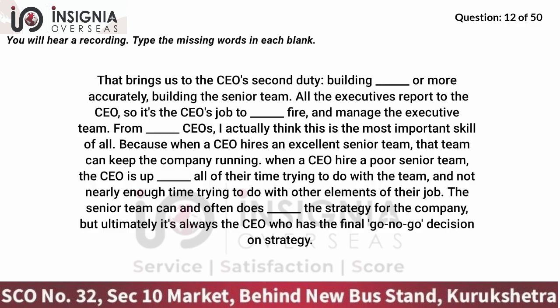The senior team can and often does develop the strategy for the company, but ultimately it's always the CEO who has the final go-no-go decision on strategy.